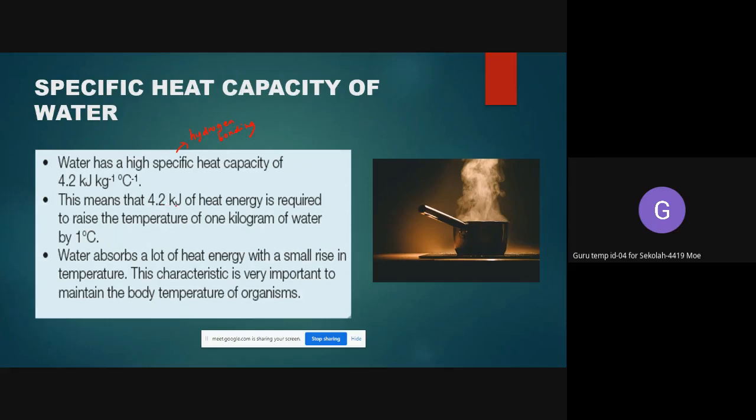This means that 4.2 kilojoule of heat energy is required to raise the temperature of 1 kilogram of water by 1 degree Celsius. So this is the definition of specific heat capacity: heat energy required to raise the temperature of 1 kilogram of water by 1 degree Celsius. Water absorbs a lot of energy with a small rise in temperature. This characteristic is very important to maintain the body temperature of organisms.